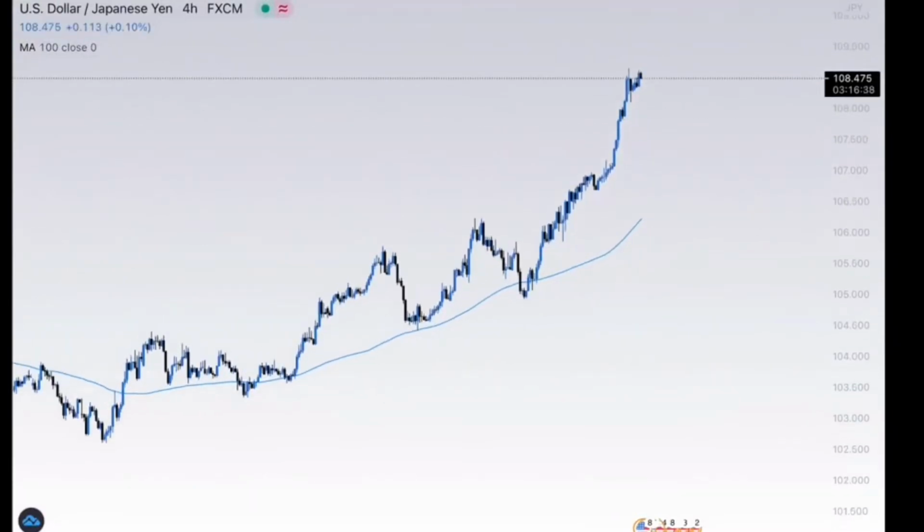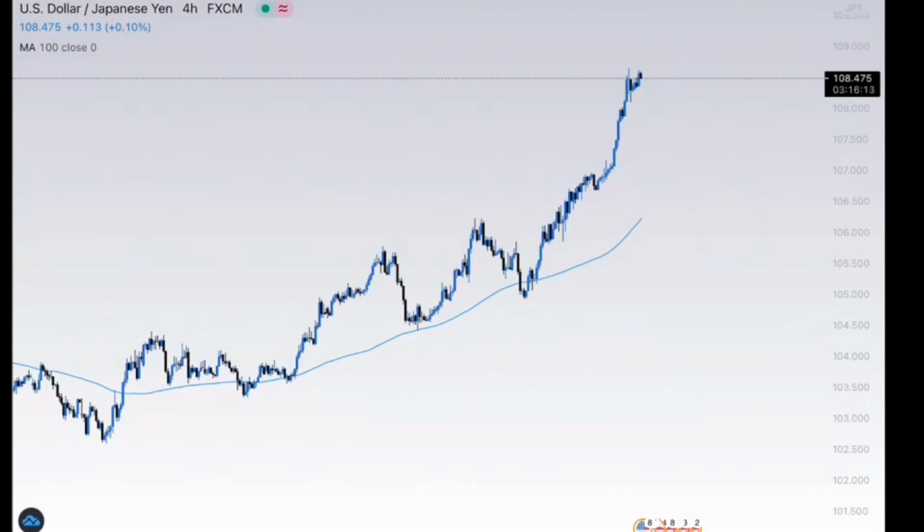Now, as I just said, it's going to give you a directional bias. So when it's above the moving average, you want to be looking for buys. And when it's below the moving average, you want to be looking for sells. So now it's become less of a gamble and more of an educated guess, which is what we're looking for. But you also don't want to just buy when it's above the moving average and sell when it's below. What you need is some confluences.